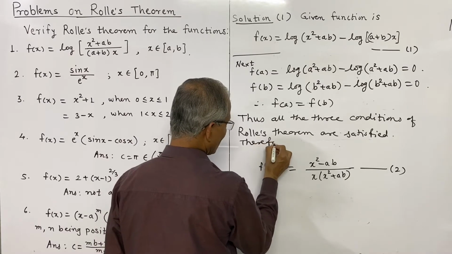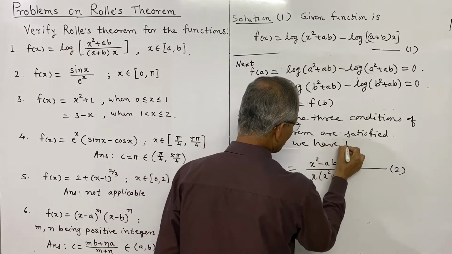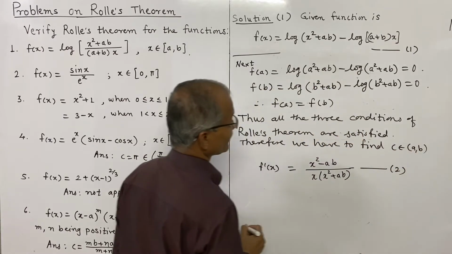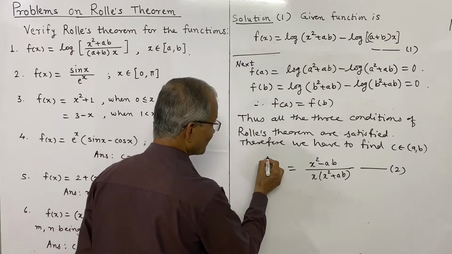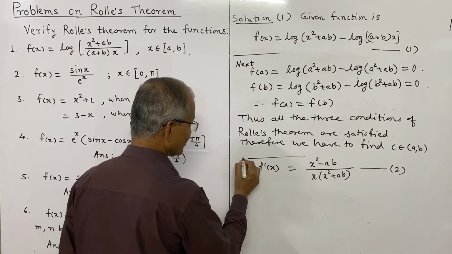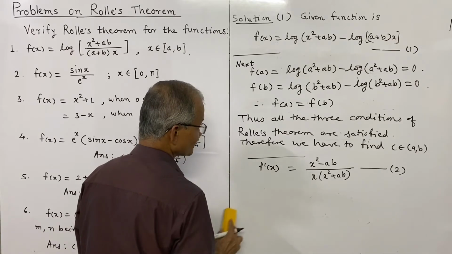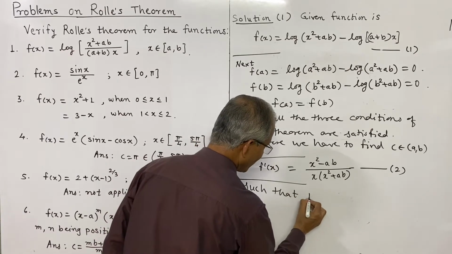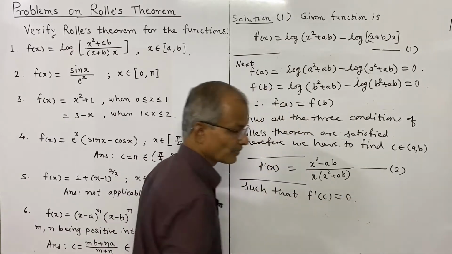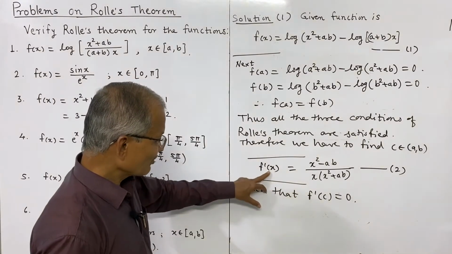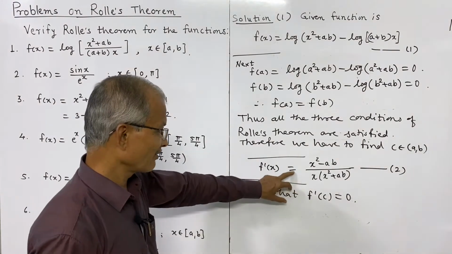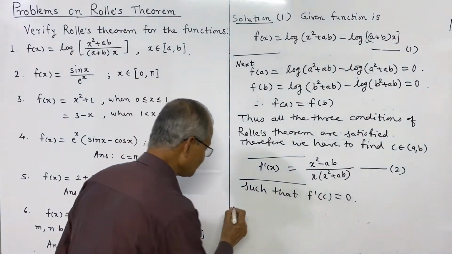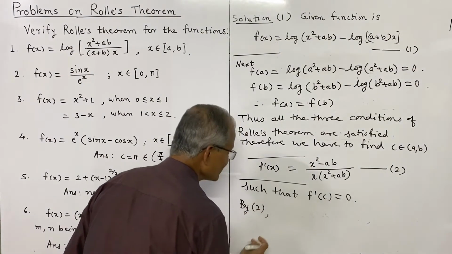Therefore we have to find c belonging to open interval ab such that f dash of c is equal to 0. Now from the second equation we have to use this, derivative is required, so that's why we have written this as equation 2. Now from this, what is f dash of c?